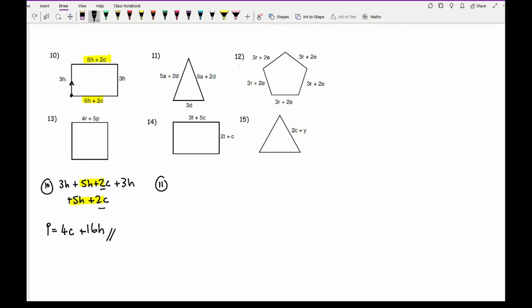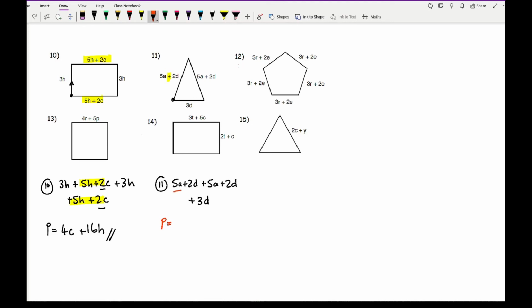With question 11, again, picking a point, so I've got 5A plus 2D, plus 5A plus 2D, plus 3D. Now, although you're adding the sides together, there may be, like these little signs in the middle may be negative. So although we're adding the sides, if an expression's got a negative, you need to include it as a negative, and it's just basically like collecting like terms. Now again, I'll do an example of what I mean by that.